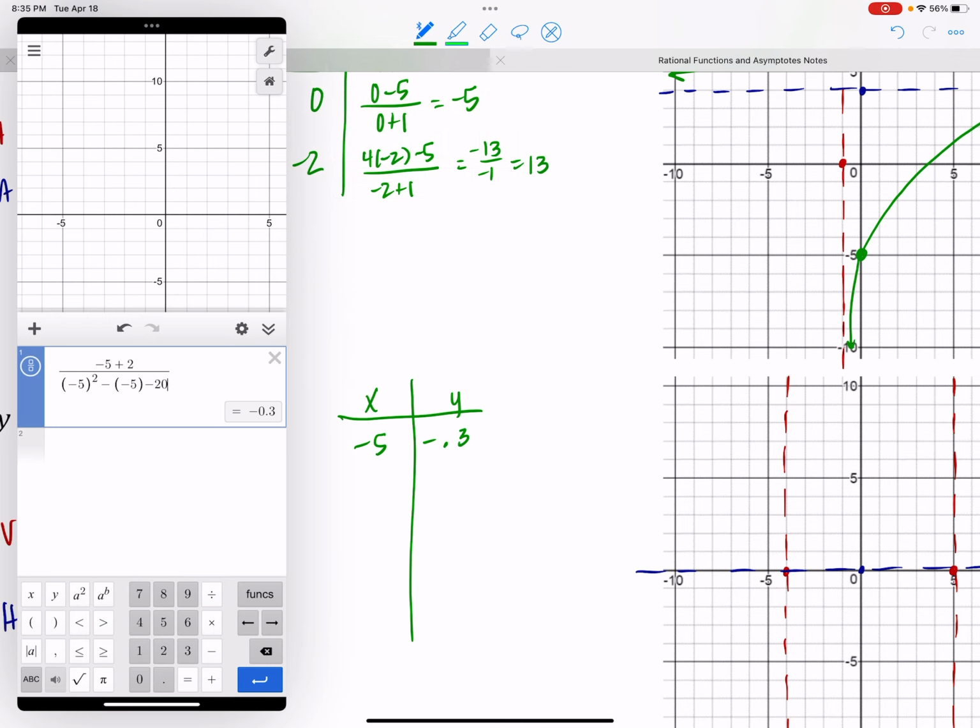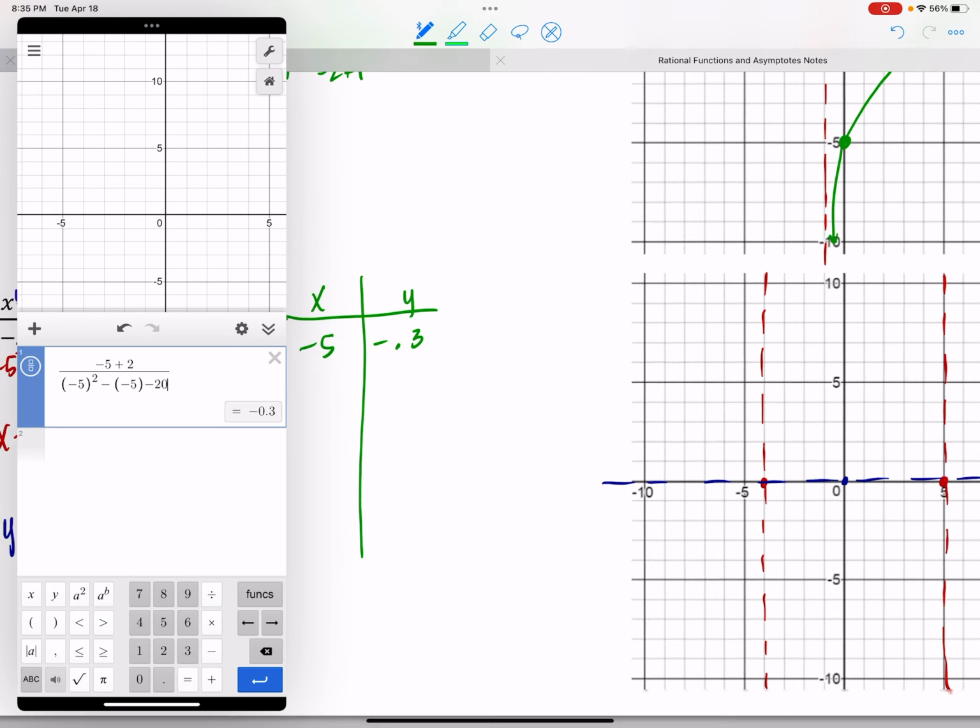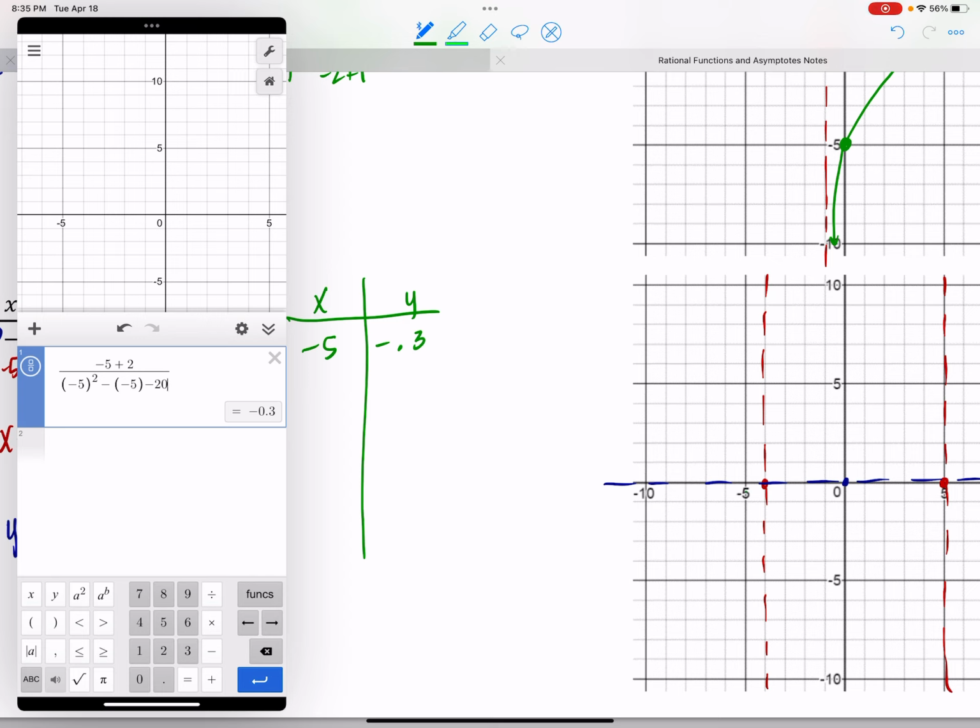-0.3-ish. So if at -5, I'm at -0.3, I'm going to be down here. That means my branch has to be down here, approaching this asymptote and approaching this asymptote. Has to be. I can't have a branch go up here, because then again it wouldn't be a function. So there's the one branch.